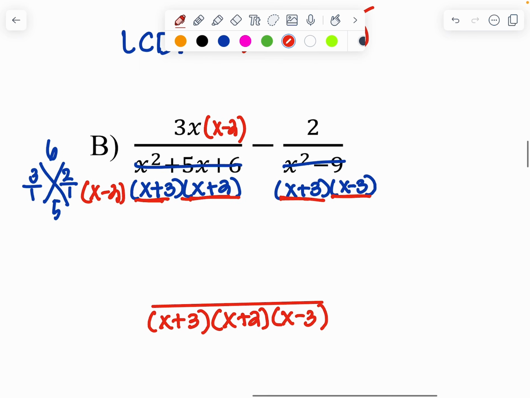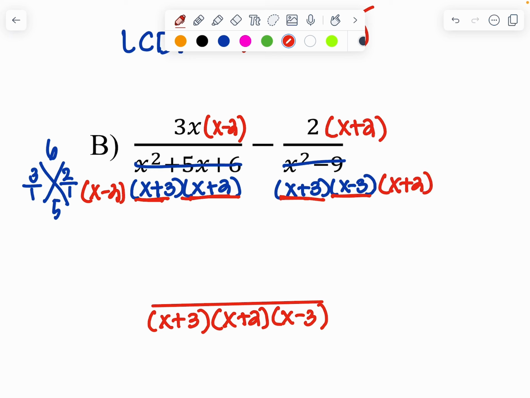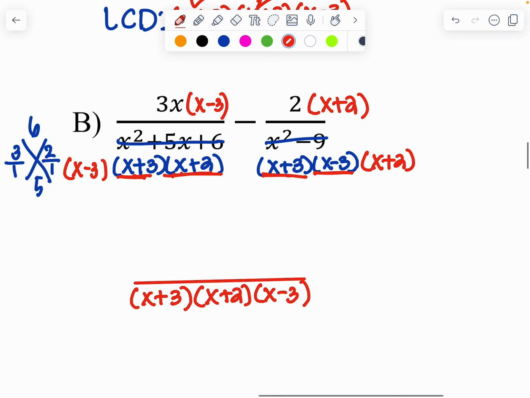Much better. Okay, so this has an x plus 3, an x minus 3. It's missing the x plus 2. And now I got to go back and check the first fraction. Okay, so it had the x plus 3, it had the x plus 2. It's missing an x minus 3. There is no x minus 2. But notice I found my mistake. Okay, all right, so now let's clean up the numerator.